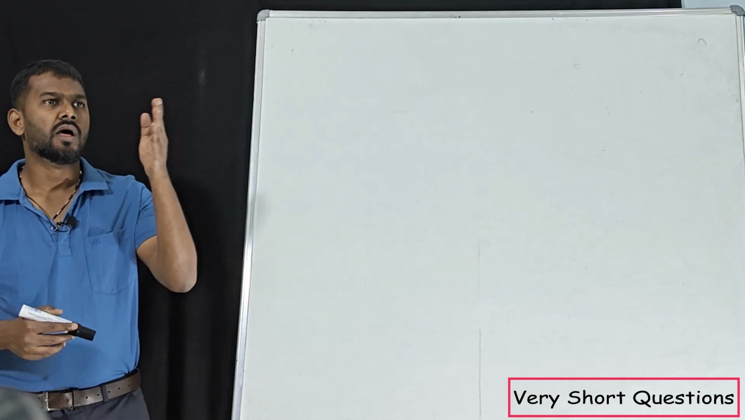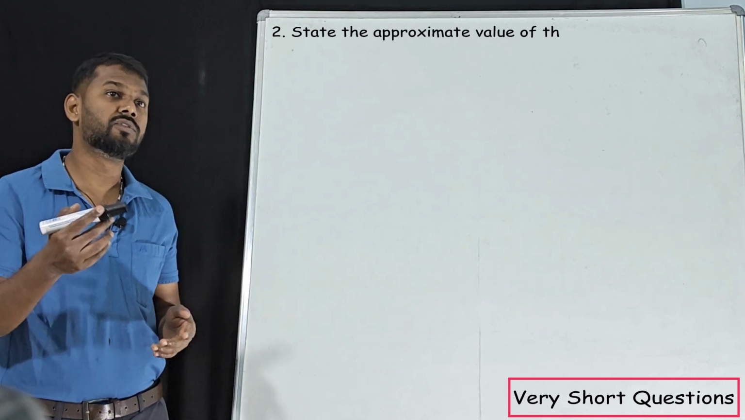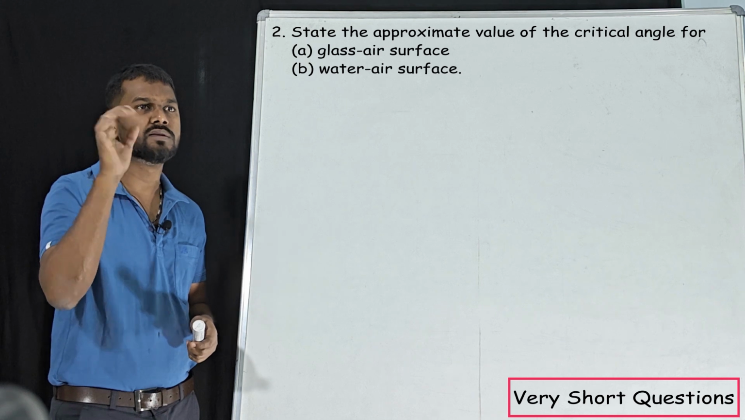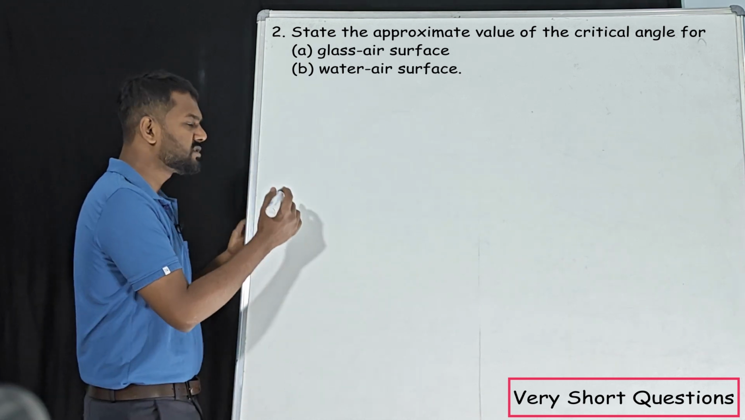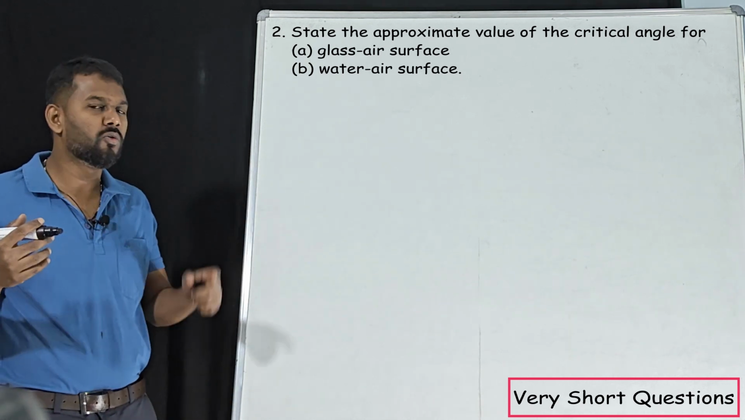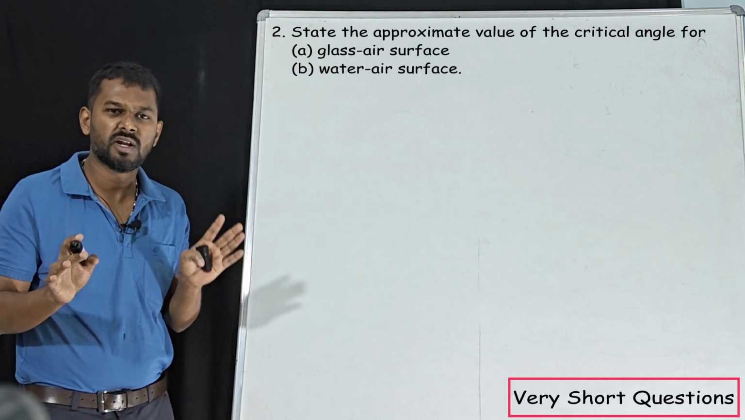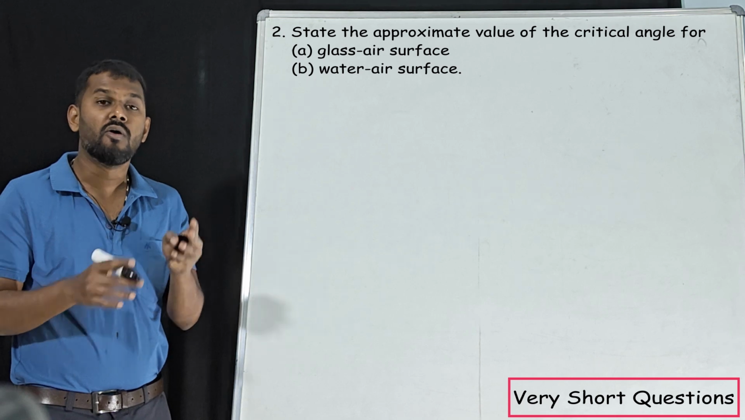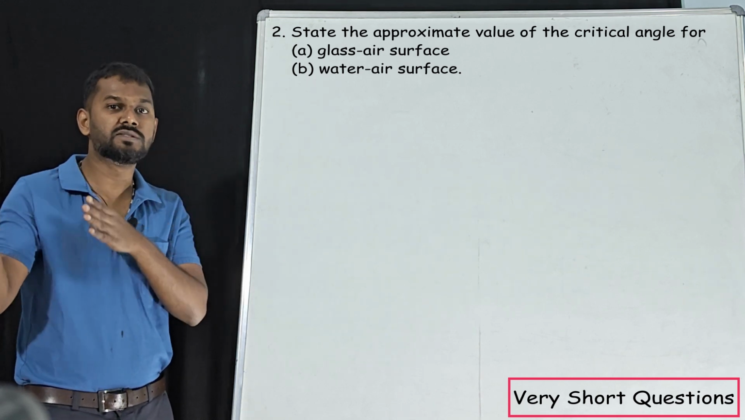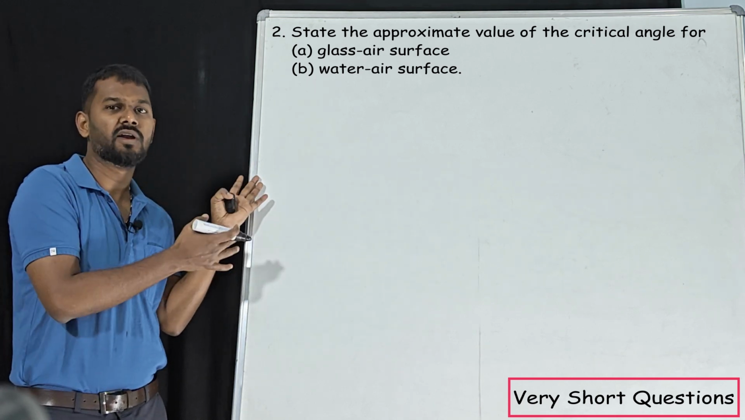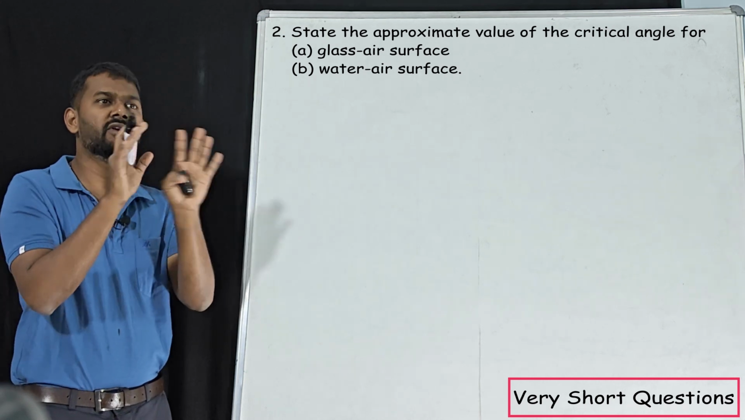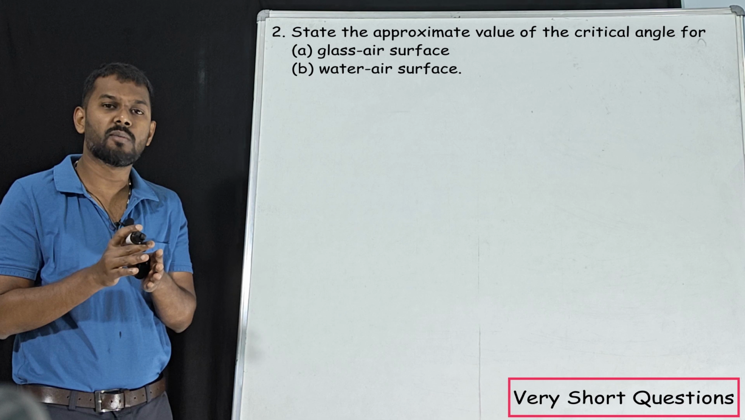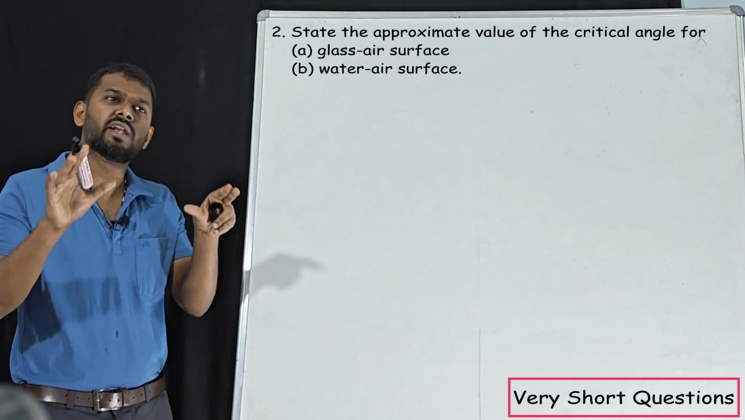Our next question: state the approximate value of the critical angle for glass-air surface and water-air surface. To find the critical angle, in the previous question we understood that the critical angle completely depends upon the refractive index. For white light. For different color light, the critical angle is different. Keep this in mind. This is what we have learned in the concept video. When we are learning the generalized concept, we are always learning about white light.